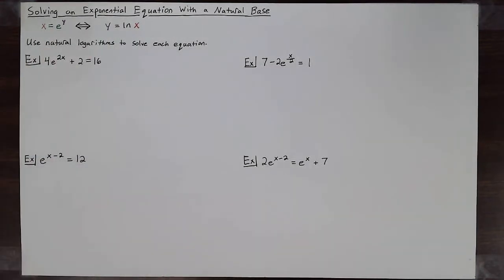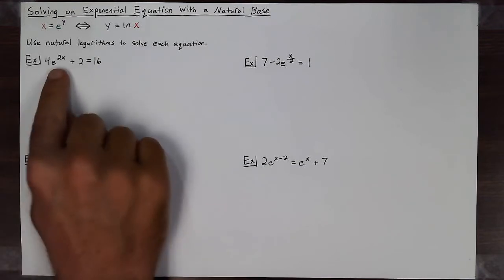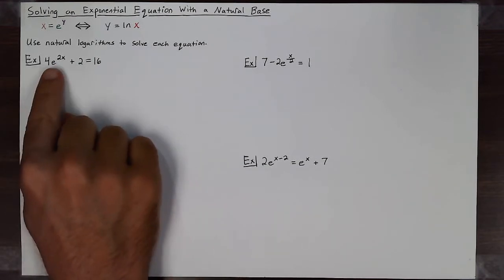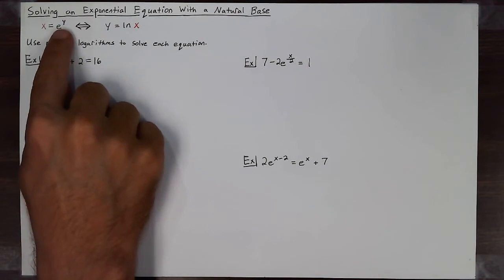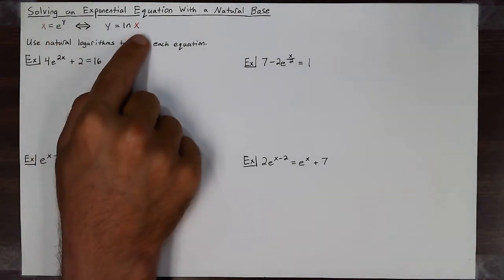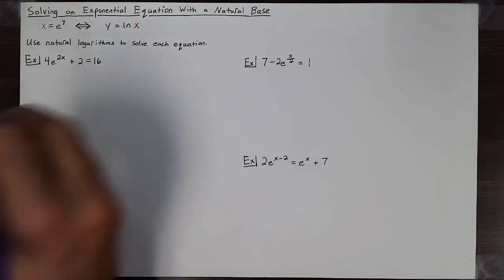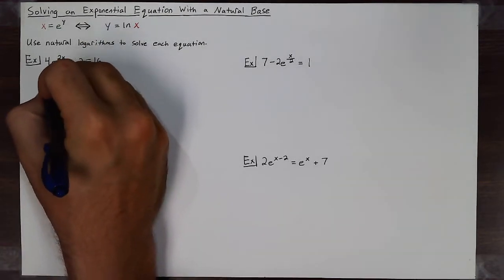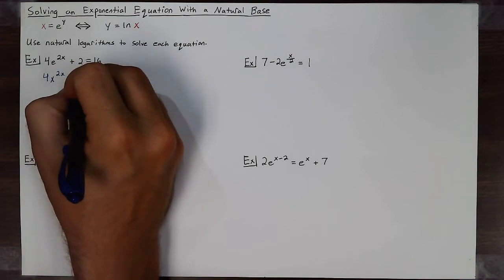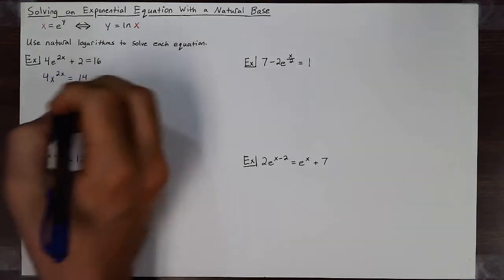So as long as you understand how to switch between these two forms, you should be able to solve any form of equation dealing with e, the natural base. So let's start with this first example. We want to get this e by itself so we can transfer it to a logarithmic form to get the power alone. So to do this, I'm going to subtract 2, giving me 14 on the right. Then I'll divide by 4.